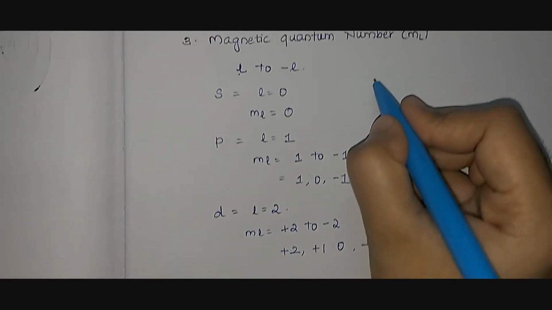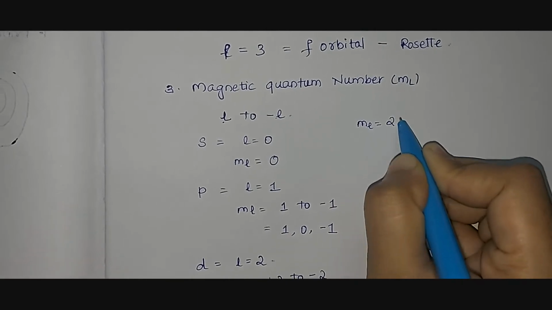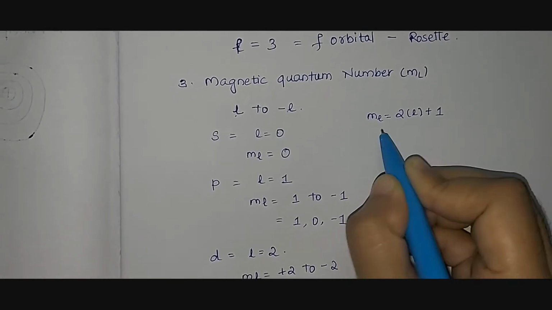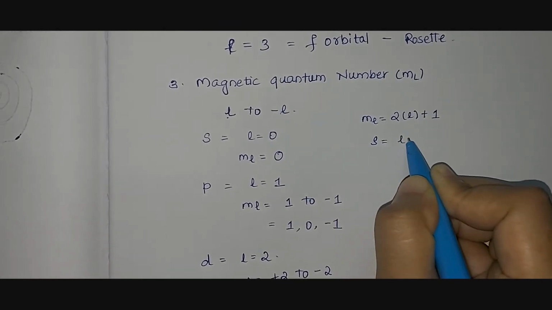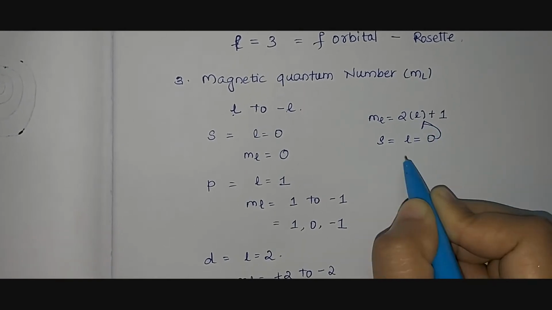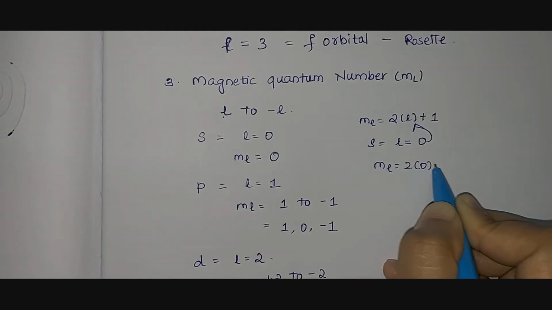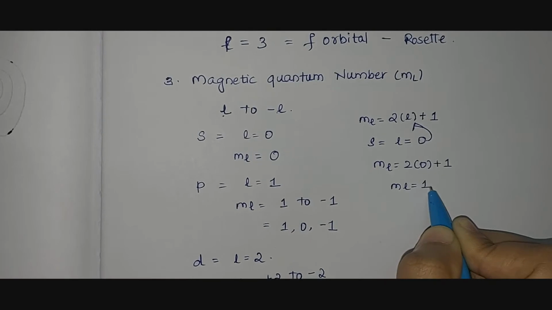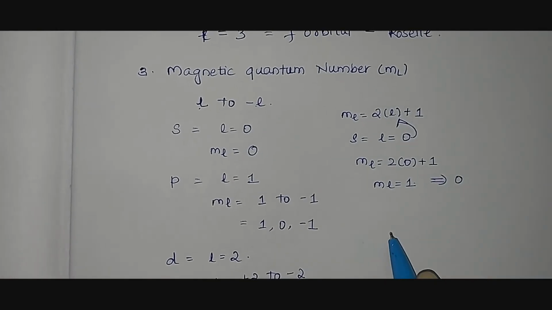The other way is to recall the formula. The number of ml values is equal to 2 into L plus 1, which gives you the total number of values. So for example, consider the s orbital. For s orbital, L is equal to 0. Substitute this 0 in the formula. So what we get is 2 into 0 plus 1. Therefore, the number of values is 1, which has only one possible value, and that value is 0.